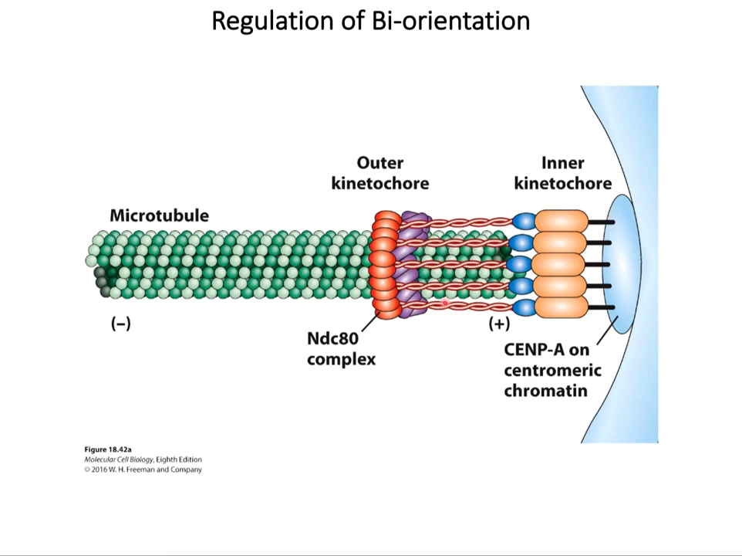Another important complex is this NDC80 complex. NDC stands for nuclear division cycle protein complex. The NDC80 complex interacts with the microtubule on one end and the inner kinetochore region on the other end in a sleeve-like fashion, and it forms a tension. So this is a very rigid structure. So you have this sleeve made up of this NDC80 complex that connects the microtubule to the chromosome.